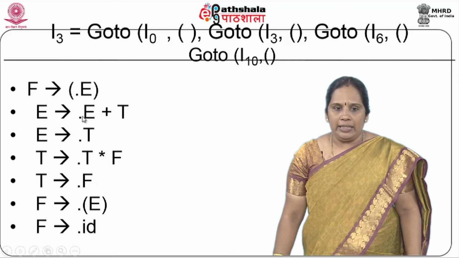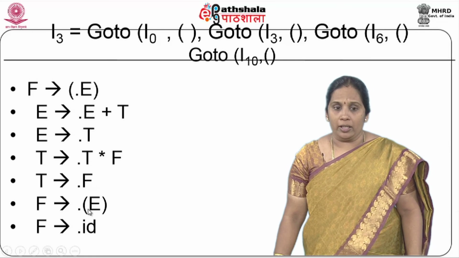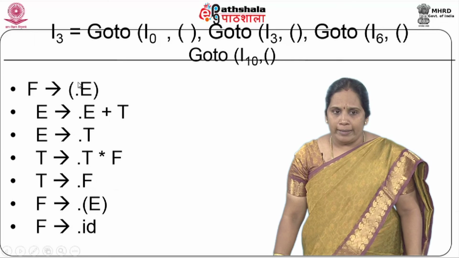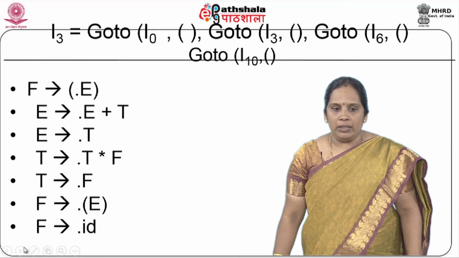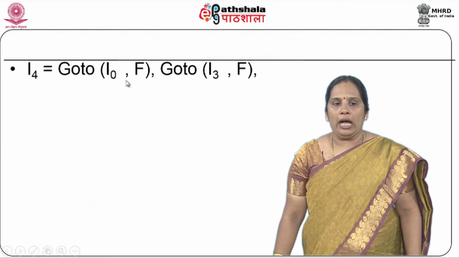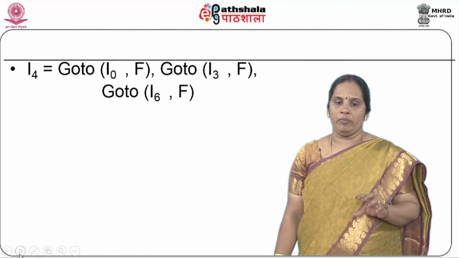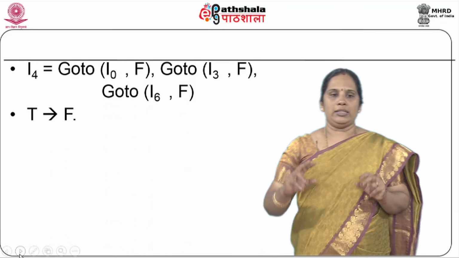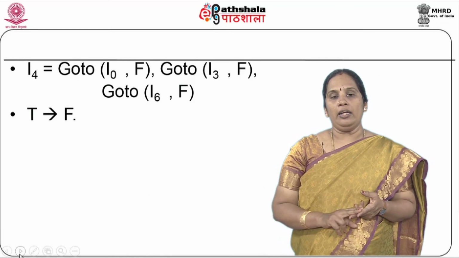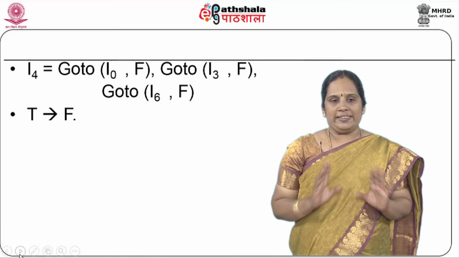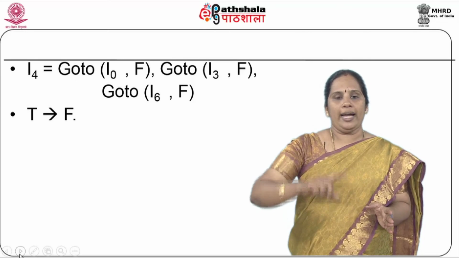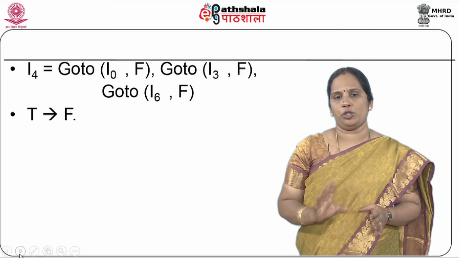I3 comma E is there, I3 comma T is there, I3 comma F, I3 comma open parenthesis here. I3 comma open parenthesis will be the same set. And similarly, I4 will be I0 comma F as well as I3 comma F, both will result in the same set. Now, I will call two sets as exactly identical if both of them have the same set of productions with the dot at the exact positions.